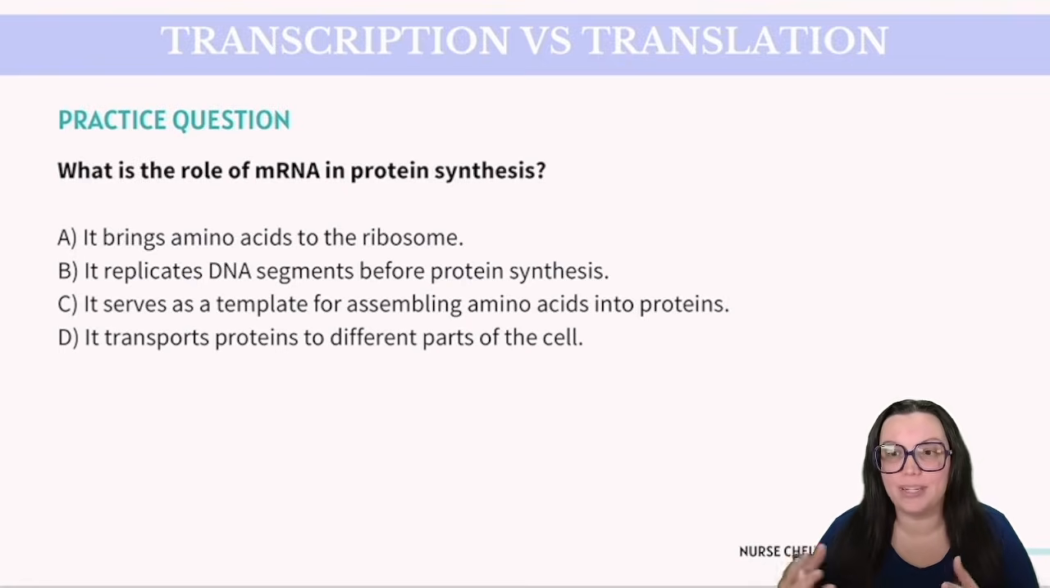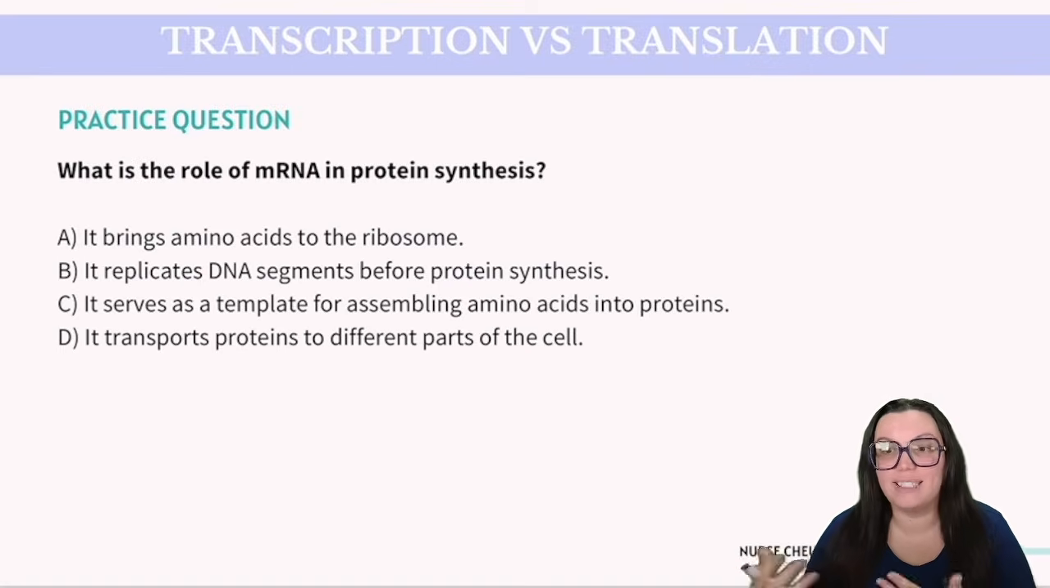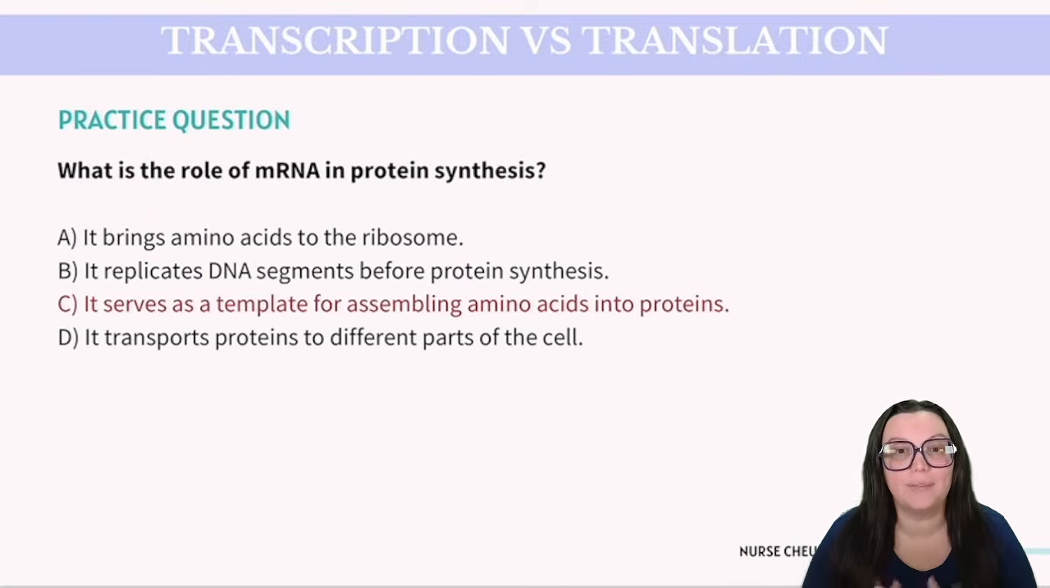Is it A, it brings amino acids to the ribosome? Is it B, it replicates DNA segments before protein synthesis? Is it C, it serves as a template for assembling amino acids into proteins? Or D, it transports proteins to different parts of the cell? And the correct answer is C, it serves as a template for assembling amino acids into proteins.